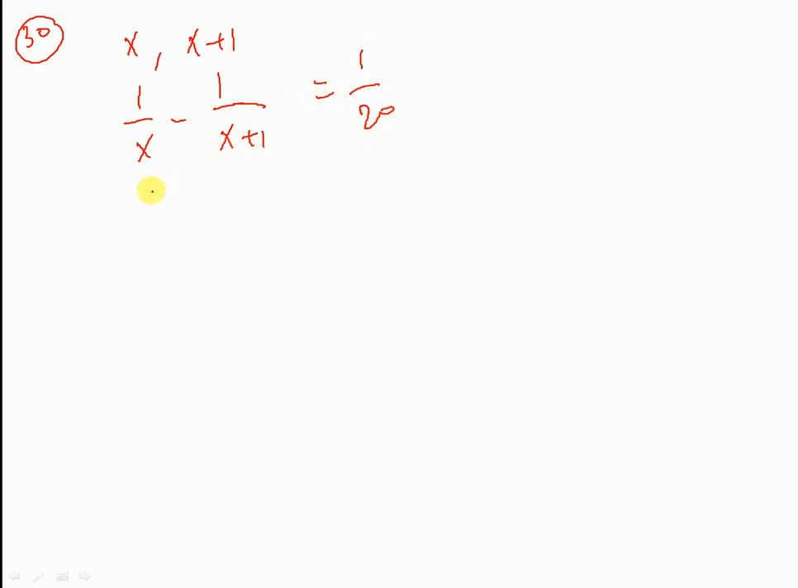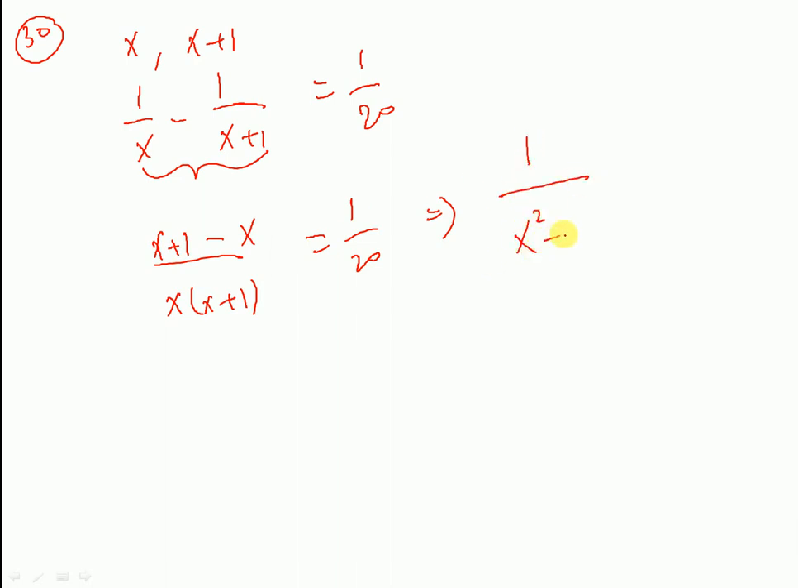So now combine these two together. The LCD is what? X plus 1. The first one is missing x plus 1. The second one missing x equal to 1 over 20. And on the top you got 1 left. On the bottom you got x squared plus x equal 1 over 20. Now using the cross multiplication, 20 times 1 is 20 equal to 1 times this, or x squared plus x.